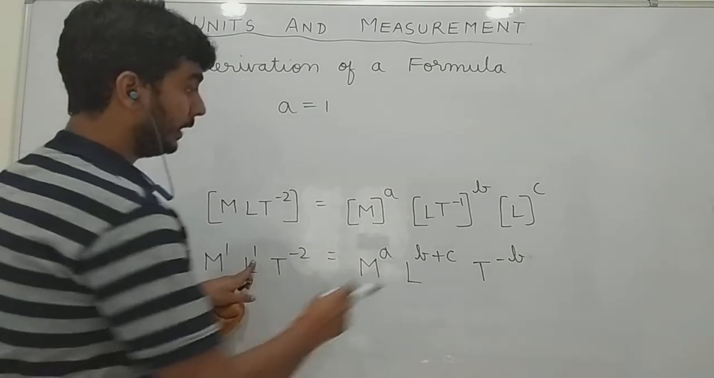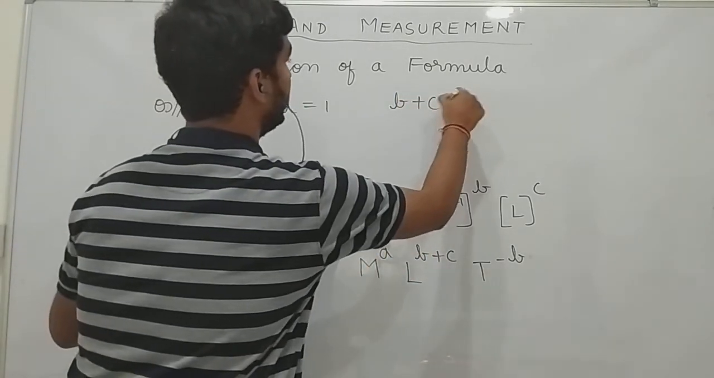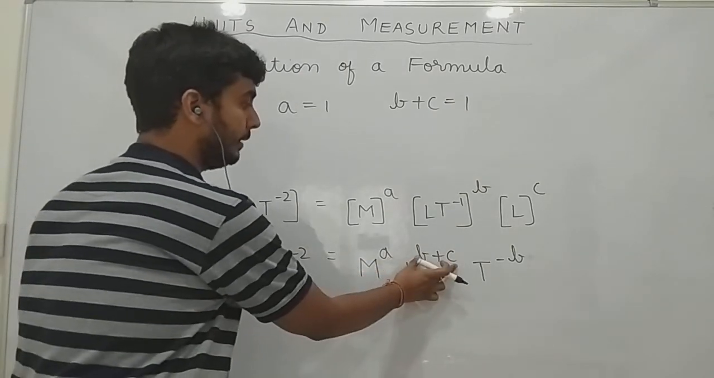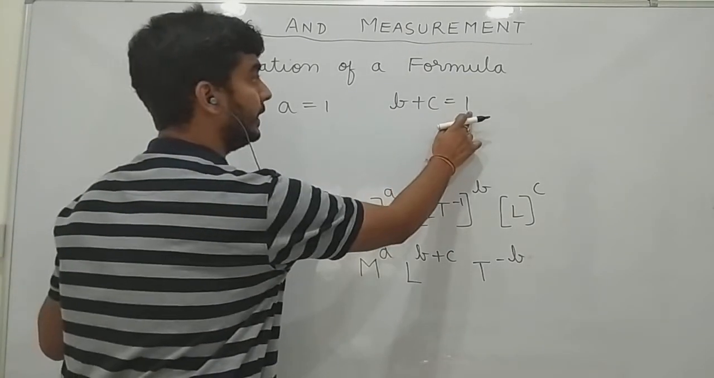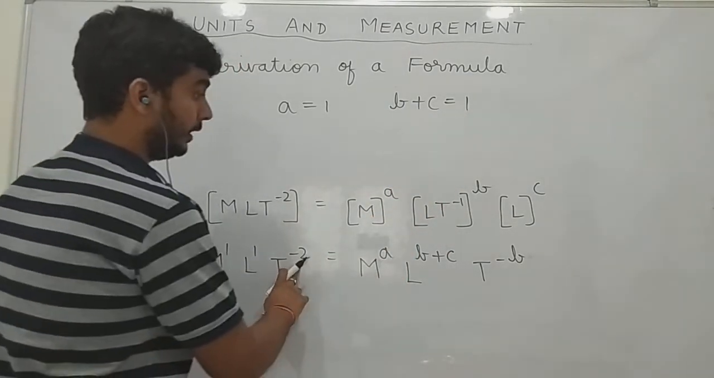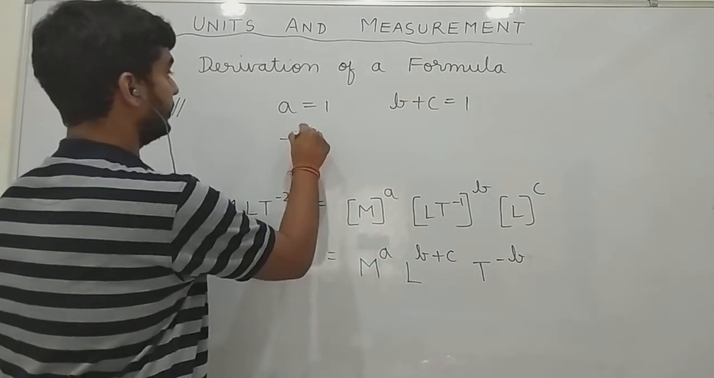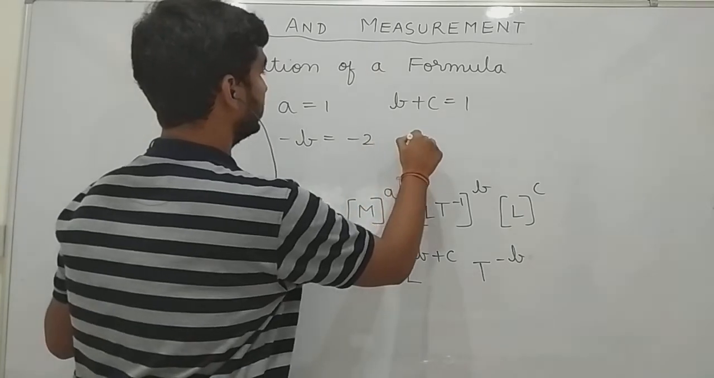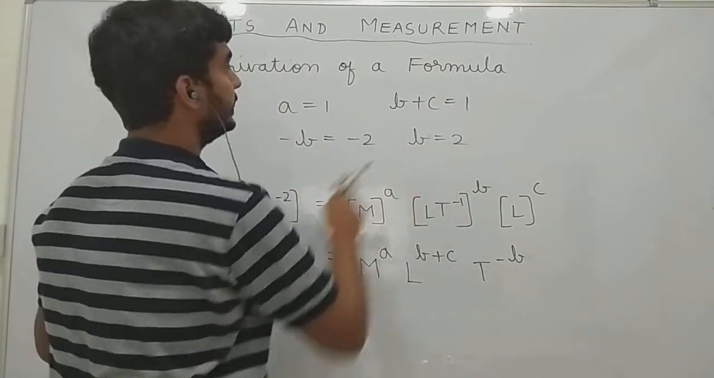L is 1. Here L is B plus C. So we can write B plus C should be equal to 1 because power of L is B plus C, and on LHS power of L is 1. So B plus C should be equal to 1. And comparing time, minus B is equal to minus 2. So we can say that B is equal to 2.